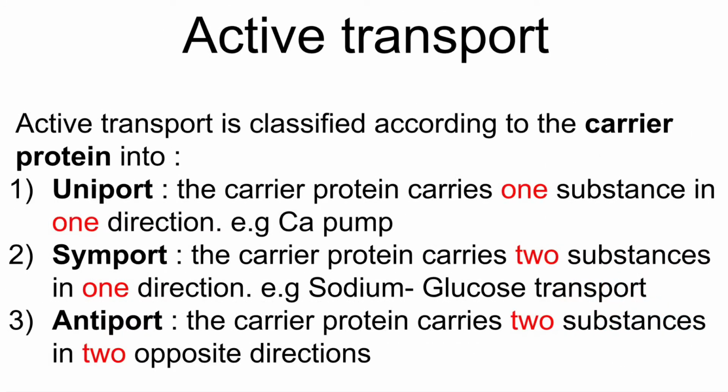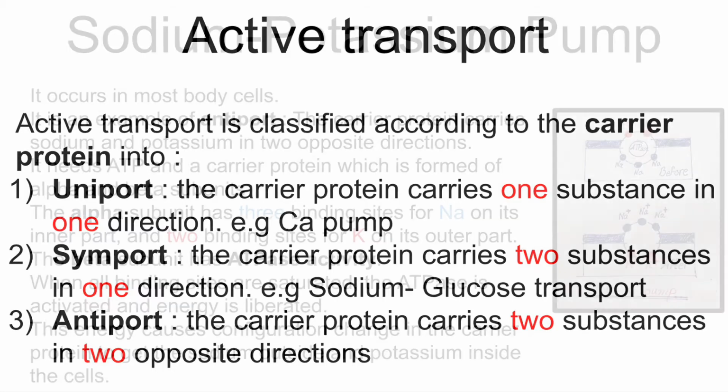Active transport is also classified according to the carrier protein into three types. Uniport, in which the carrier protein carries one substance in one direction, for example, the calcium pump. Symport, in which the carrier protein carries two substances in one direction, for example, the sodium glucose transport. And antiport, in which the carrier protein carries two substances in two opposite directions, for example, the sodium-potassium pump.